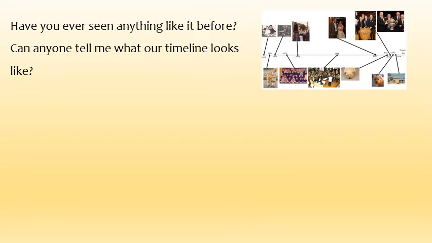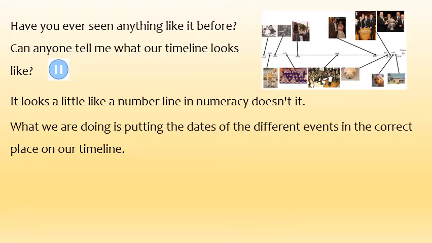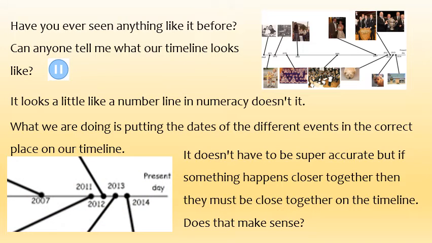Have you ever seen anything like it before? Can anyone tell me what our timeline looks like? It looks a little like a number line in numeracy, doesn't it? What we're doing is putting the dates of the different events in the correct place on our timeline. It doesn't have to be super accurate, but if things happen close together, then they must be closer together on the timeline. Does that make sense?